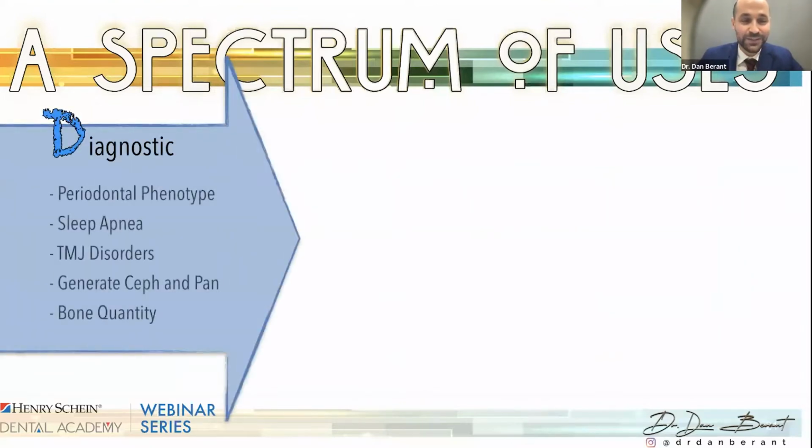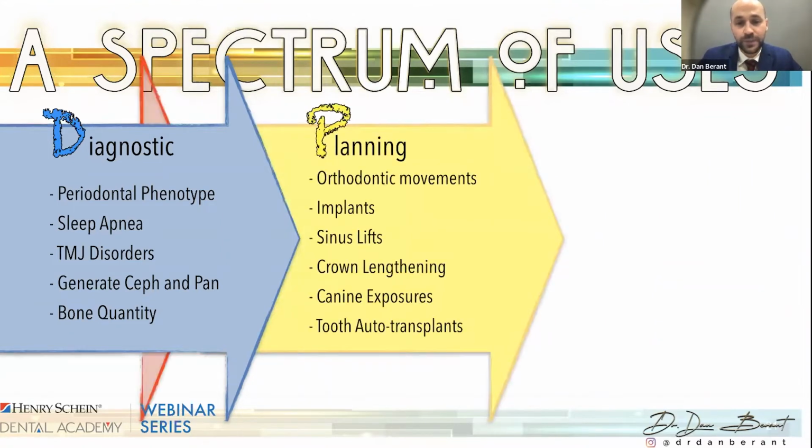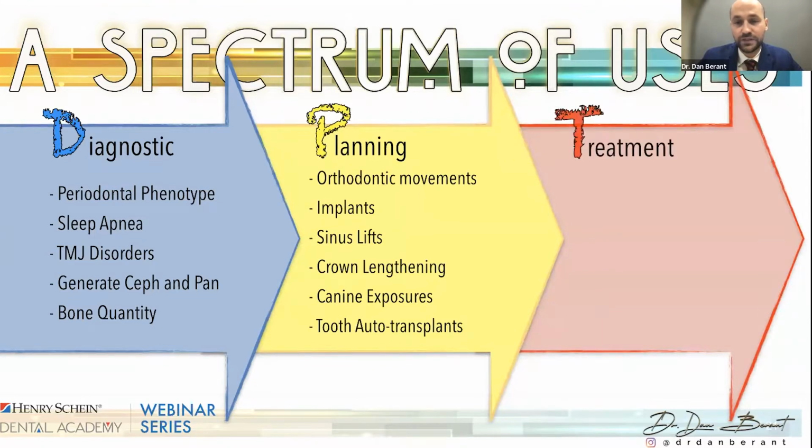Now, we talked a little bit about the different procedures, but the beautiful thing about CBCTs is the spectrum of use, all the way from the diagnosis to the treatment. And I know tonight's lecture was titled Diagnosis and Treatment Planning, but in reality, it could have been diagnosis, planning, and treatment. And so here you can see the different things that a CBCT allows us to diagnose, allows us to plan, and then also allows us to treat.